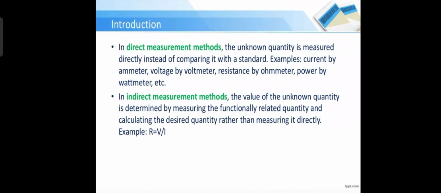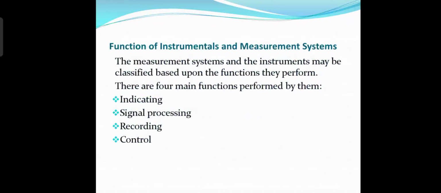Whereas in indirect measurement, the value of unknown quantity is determined by measuring the functionally related quantity and calculating the desired quantity rather than measuring it directly. For example, we can consider measuring the resistance of the given material, in which we have to measure voltage and current rating of the material, so that with the help of the equation R equal to V by I, we can calculate the resistance of the given material.